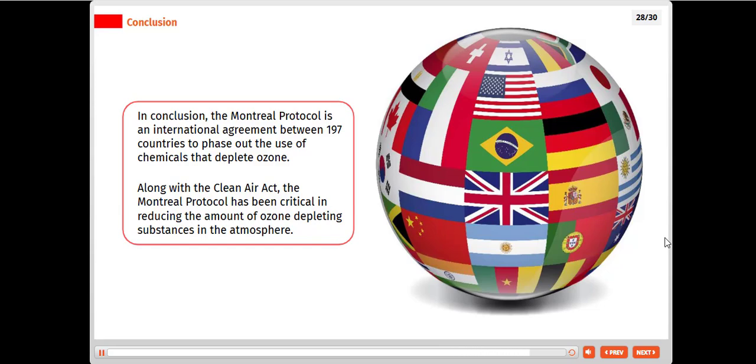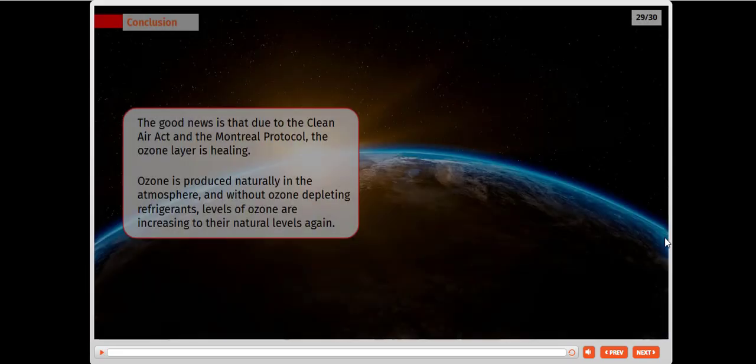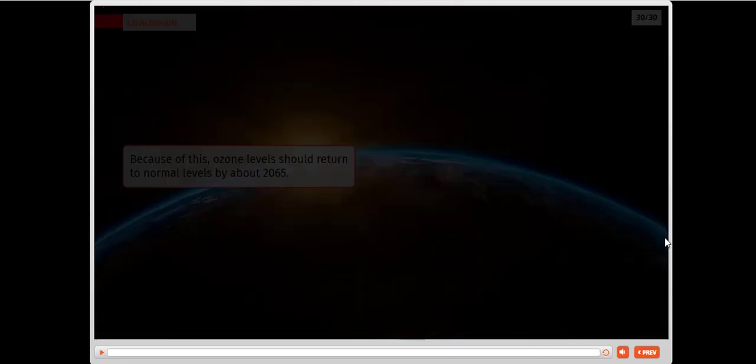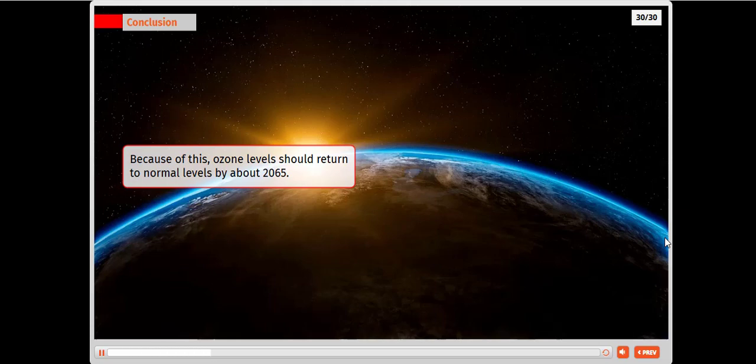The good news is that due to the Clean Air Act and the Montreal Protocol, the ozone layer is healing. Ozone is produced naturally in the atmosphere, and without ozone-depleting refrigerants, levels of ozone are increasing to their natural levels again. Because of this, ozone levels should return to normal levels by about 2065.